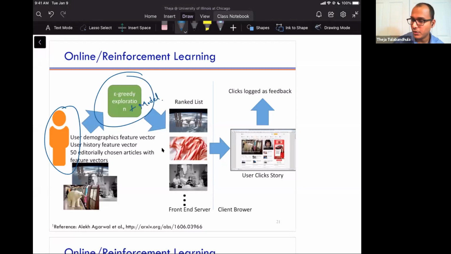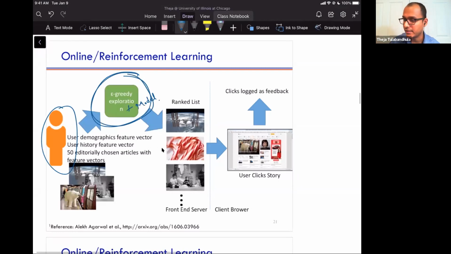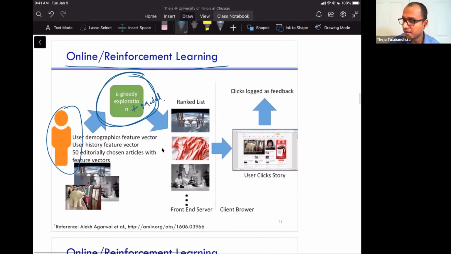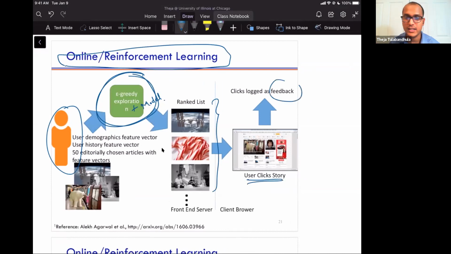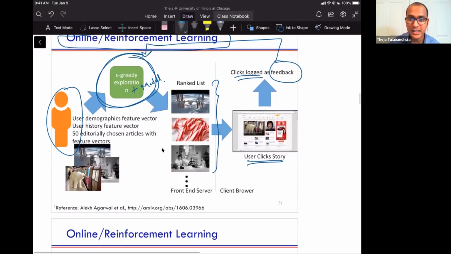They use the technique, so don't worry about what's in the circle. There was a decision-making model, an online or reinforcement learning model. That model was able to produce a list of articles, which are shown to the user, and there's feedback. As I said earlier, we are going to look at a certain type of decision making where there's feedback and hopefully scope for you to improve tomorrow. Clicks are logged, and that feeds back into improving this model, and hopefully you show better and better things.